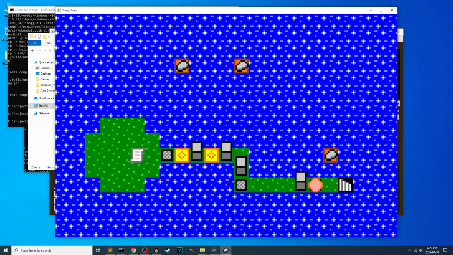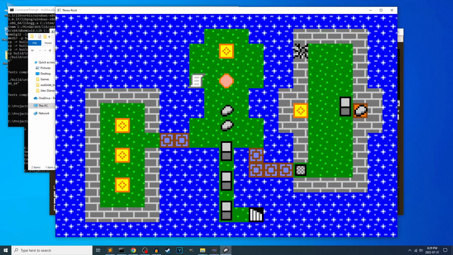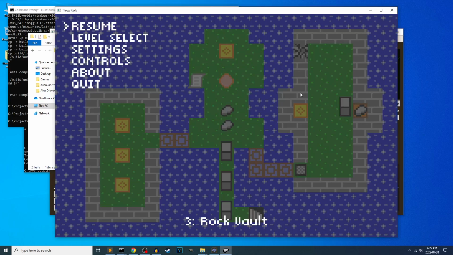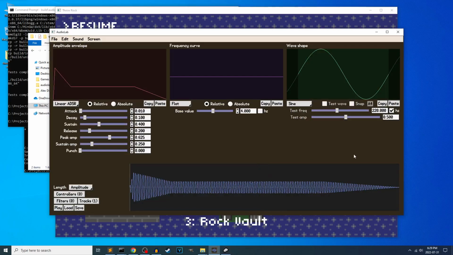Oh, right. I have a thing happening where when I disable music, it doesn't restart the loop or anything, which it probably should. Anyway, so sound design, very important for game feel. So I really wanted to get it right.